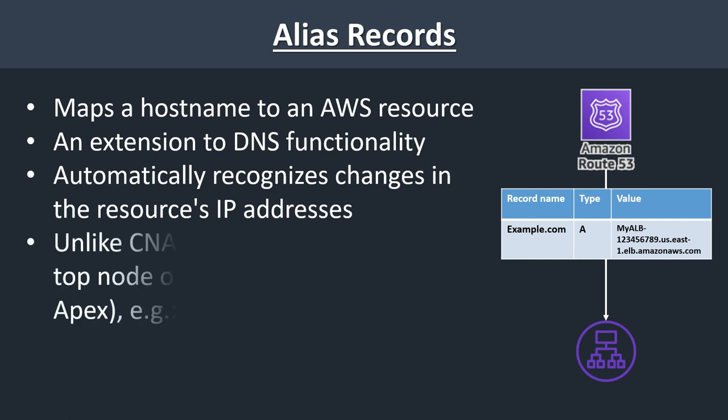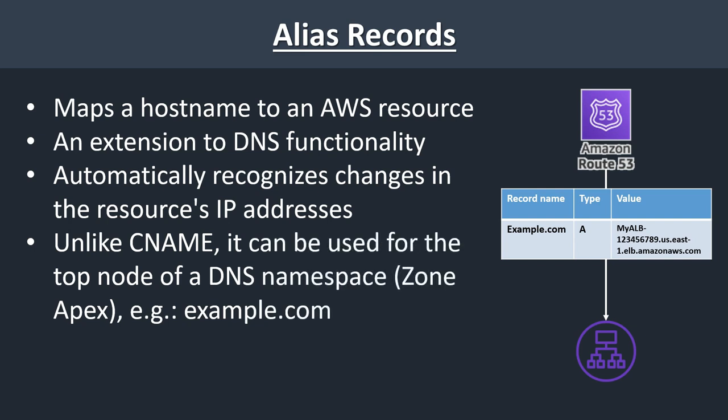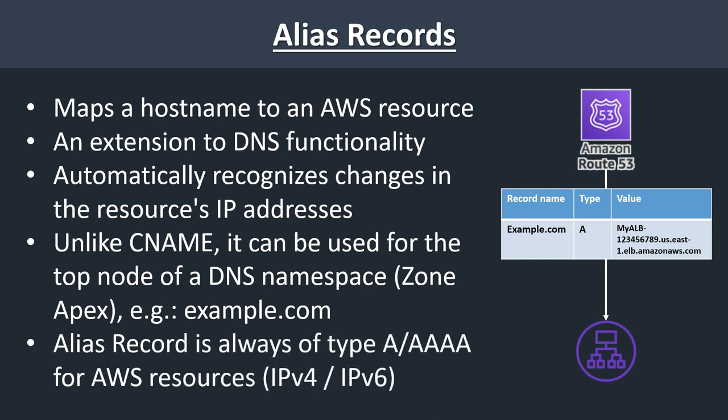So unlike CNAME, alias records can be used for the top node of the DNS namespace, called the zone apex. So you can use an alias record for example.com. Now, the alias record is always of type A or AAAA, which is for resources, so either IPv4 or IPv6. When you have an alias record, you cannot set the TTL. It is set automatically by Route 53.